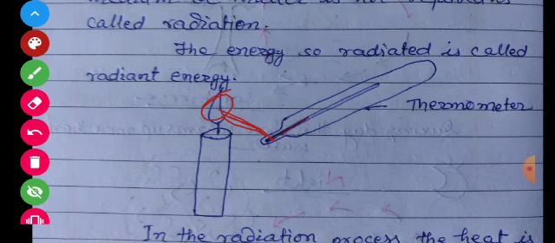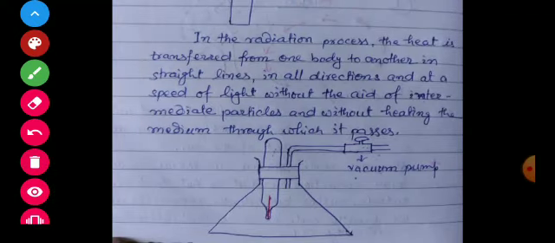If liquid or gas is being heated, it will move in the upward direction. It will not come in the downward direction. So neither by the conduction method nor by the convection method is the heat transferring from this flame to this mercury or this thermometer. Then which method is followed here? Definitely, student, the radiation method is being followed. So in the radiation method, what happens? Let us see in the next page.